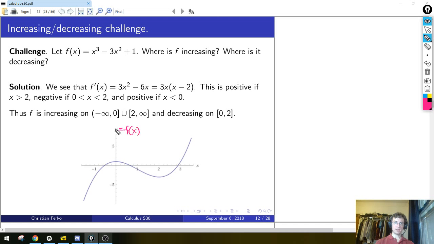And indeed, when x is less than 0, so here's 0, when x is less than 0, so we're on this side, the derivative is positive, so this is increasing, and it is. In the regime between 0 and 2, which is right here, you can see graphically that it is decreasing. And when x goes to the right of 2, this is increasing everywhere. So our analysis checks out. Looks good.